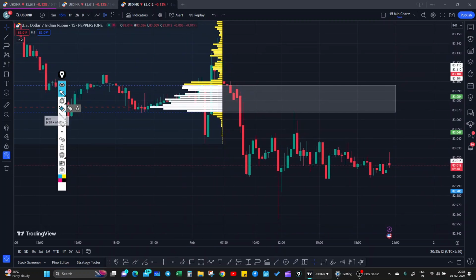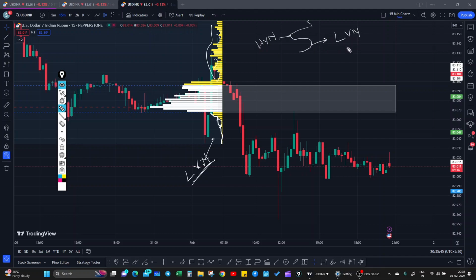I'll just write it down. You see here, this is a low volume node, LVN. You see like this is a high volume node, HVN. This is the low volume node, right? Got it? Yeah.